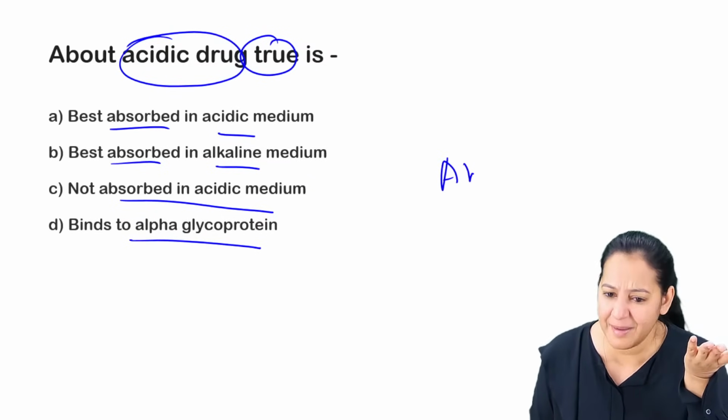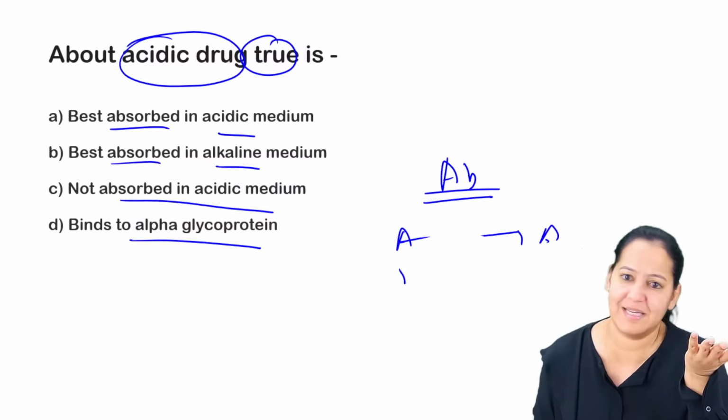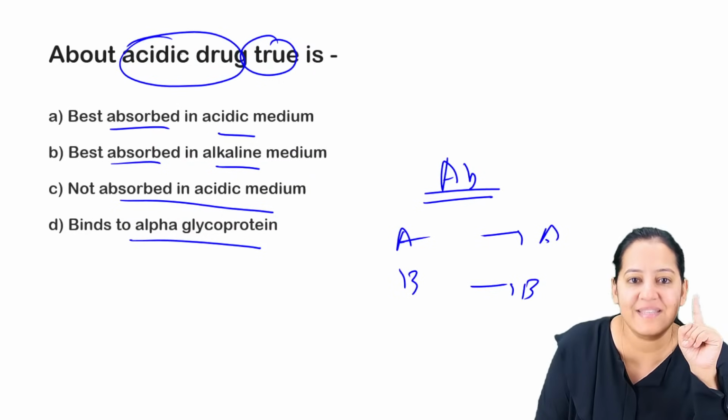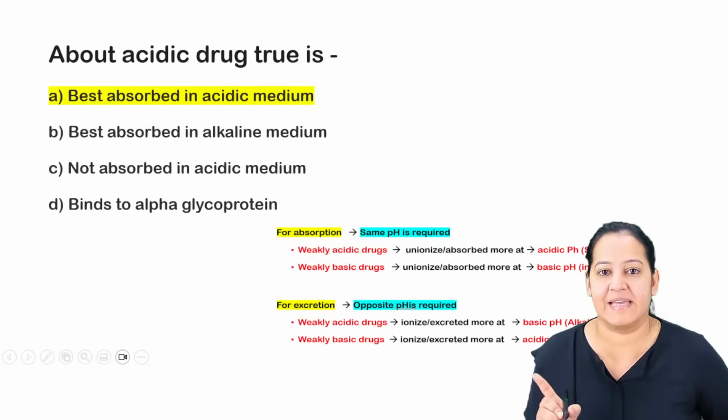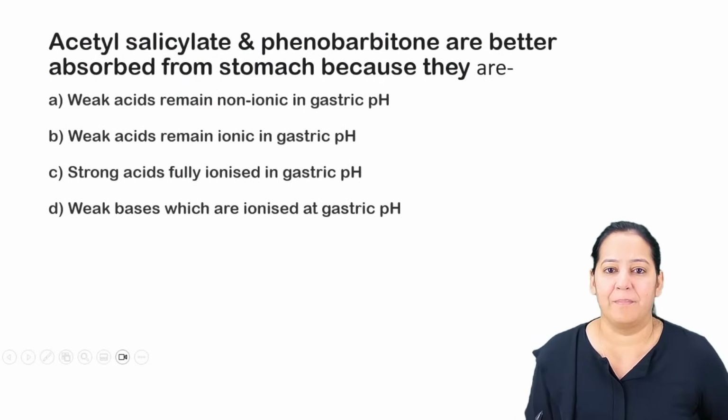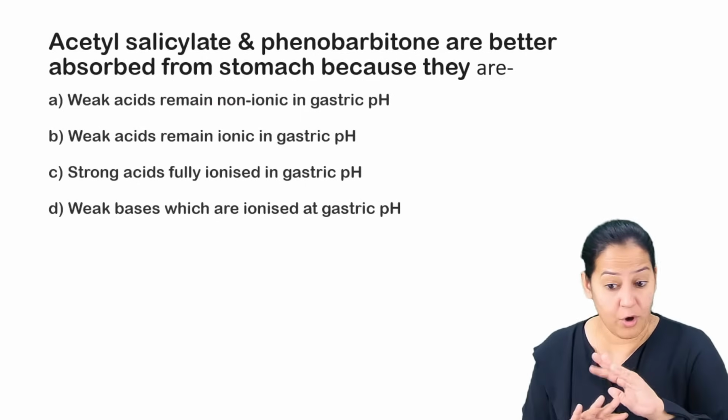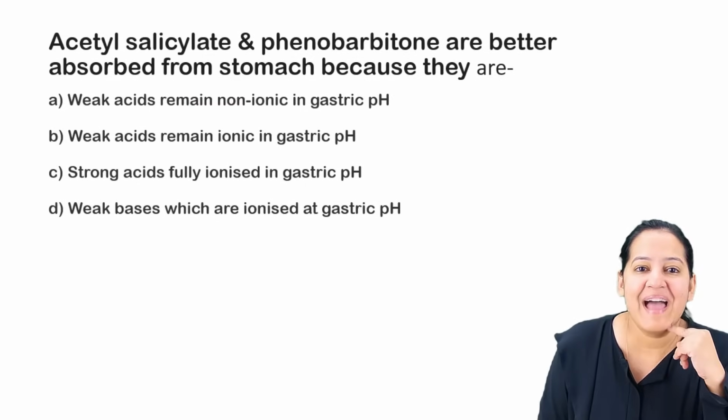For absorption, same medium is required. Acidic is absorbed in acidic, basic is absorbed in basic. I told you. So for acidic drug, acidic medium is required. So correct answer is A. So simple questions come. No? Last question. No, these all are your PYQs, believe me.